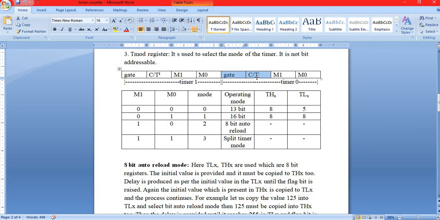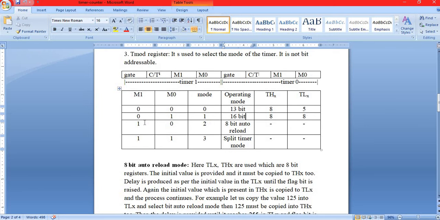Now we will discuss about the bits M1 and M0. They are used to select the mode of the timer. Here is a table in order to select the mode of the timers. If M1 and M0 are 0 and 0 respectively, then it is considered as mode 0, which is a 13-bit operating mode and THX occupies 8 bits and TLX occupies 5 bits. If M1 and M0 are 0 and 1 respectively, then it is considered as mode 1, which is a 16-bit operating mode and THX occupies 8 bits and TLX occupies 8 bits.